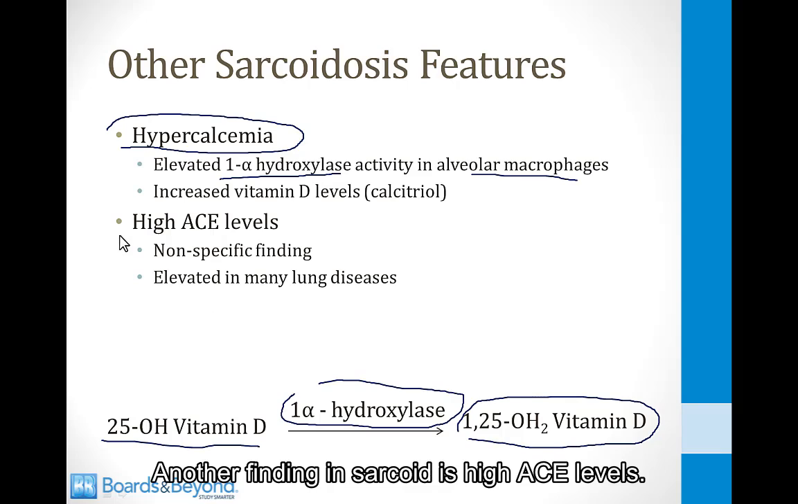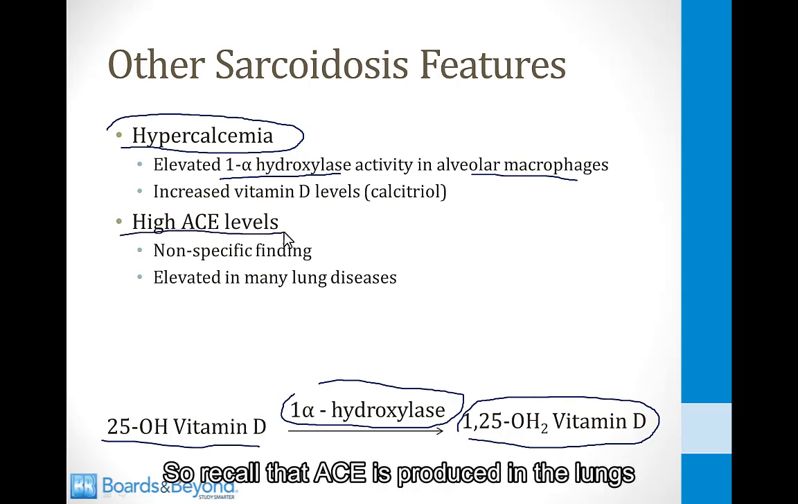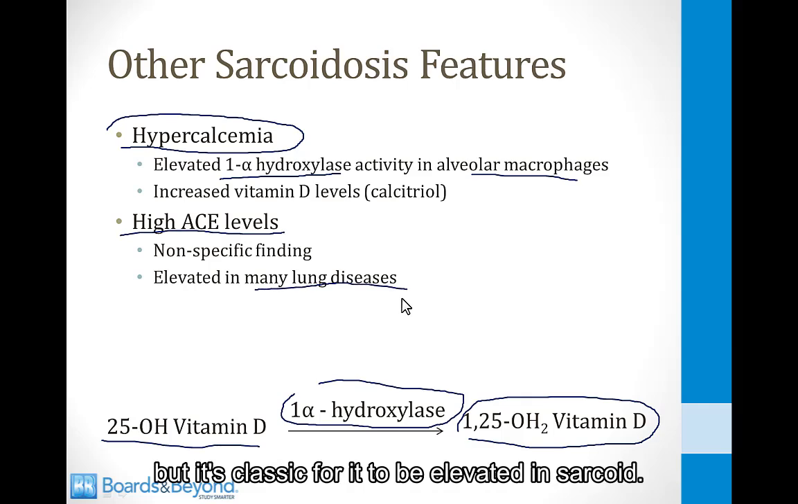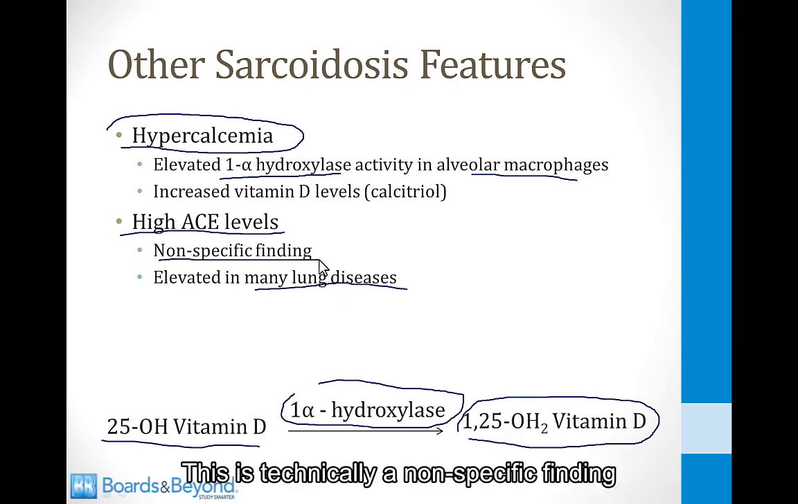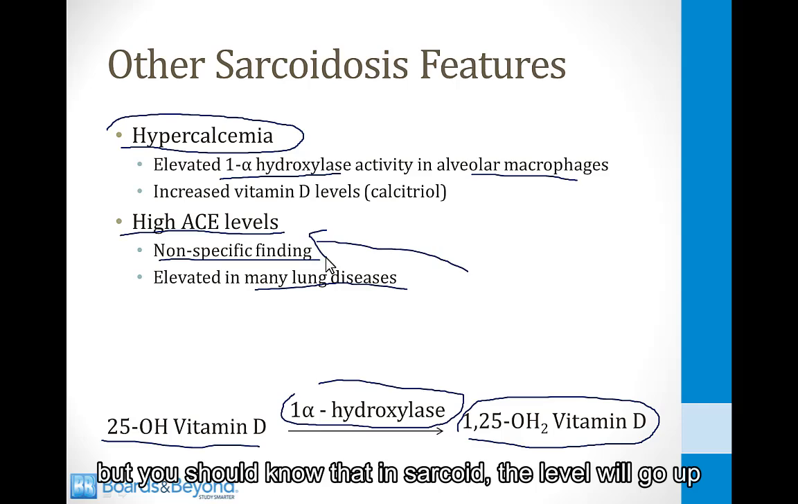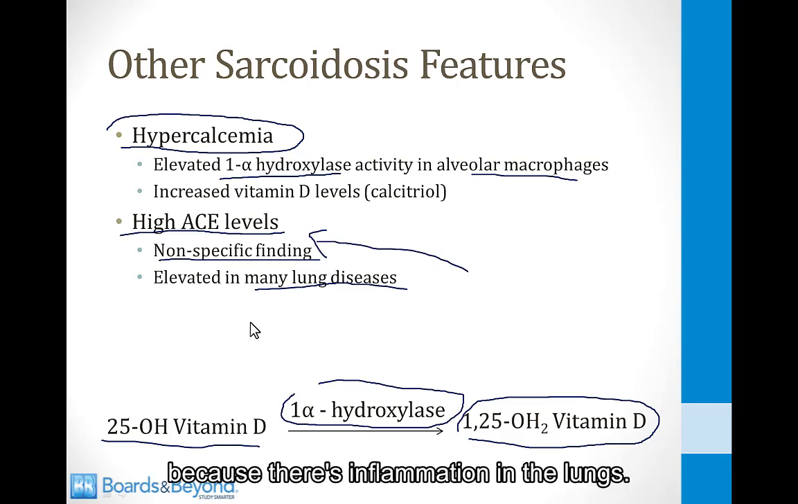Another finding in sarcoid is high ACE levels. So recall that ACE is produced in the lungs, and many lung diseases will increase the ACE levels, but it's classic for it to be elevated in sarcoid. This is technically a non-specific finding because, as I said before, many lung diseases have high ACE levels, but you should know that in sarcoid the level will go up because there's inflammation in the lungs.